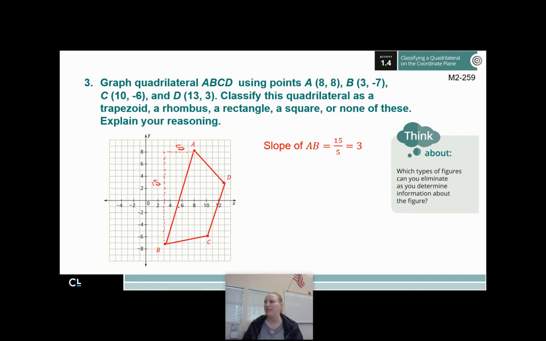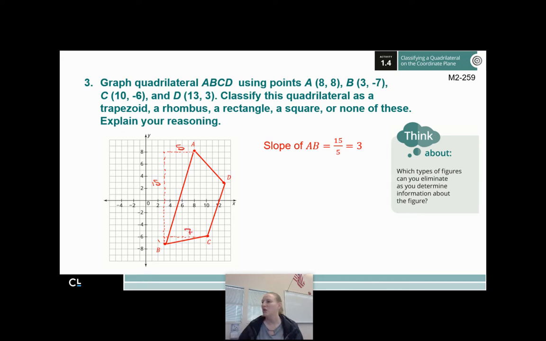Let's find the slope of BC. It's not so big. I'm hoping that'll make it easier. It's not so far up there. So let's find the slope of BC. It looks like I have to go up 1, and then I run 1, 2, 3, 4, 5, 6, 7.